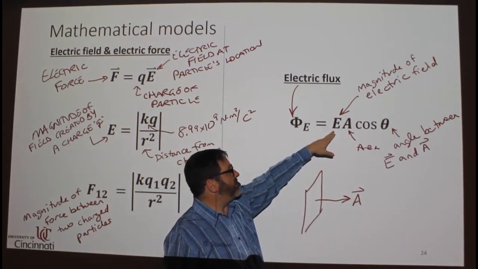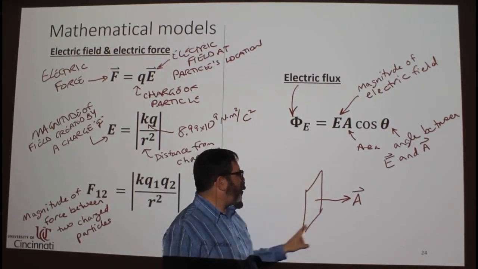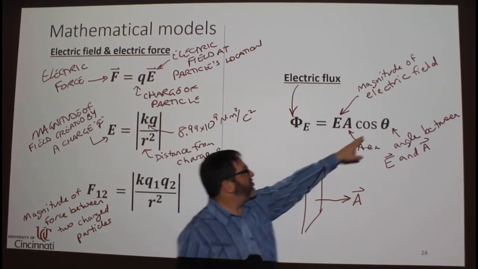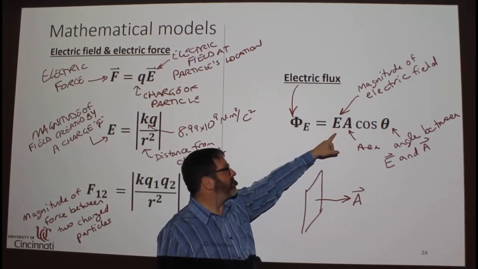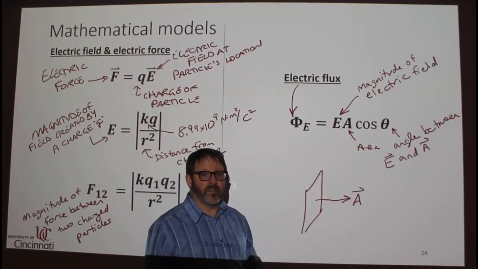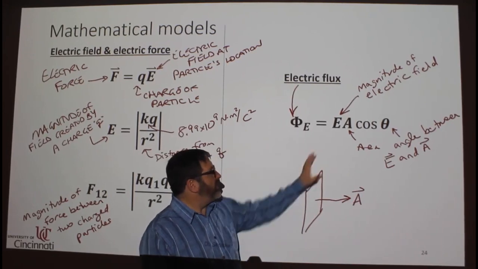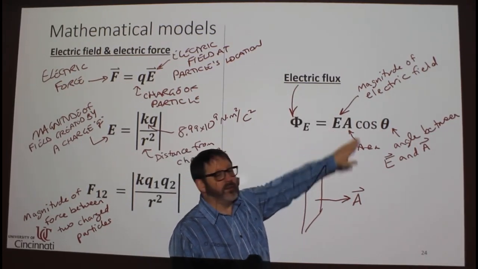So these are magnitudes. The magnitude of E times the size of this area. But then the theta is between the E vector, so you still have to know what direction the electric field is going, and the area vector, which is normal to the surface. This equation is only valid when the electric field is constant over that surface.